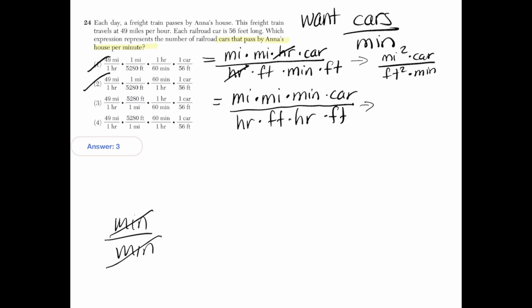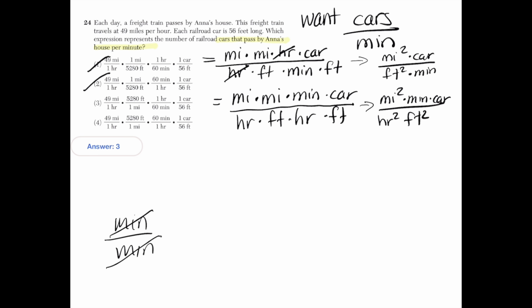Nothing canceled. Mile squared times minute times car over hours squared, feet squared. See? No, not what helps. So why does 3 work?